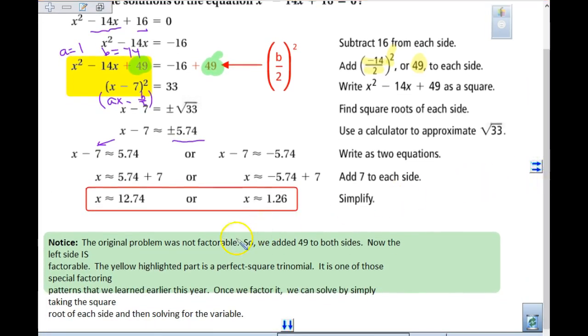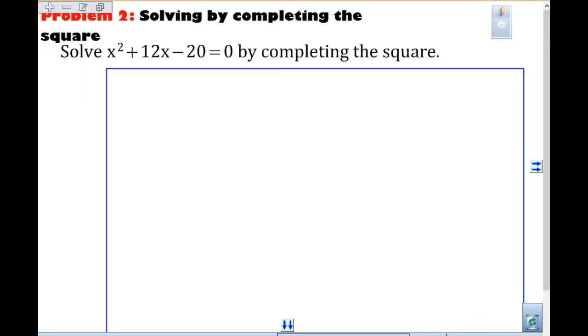So it says, notice the original problem was not factorable, so we added 49 to both sides. Now the left side is factorable because the yellow highlighted part is a perfect square trinomial. It is one of those special factoring patterns that we learned earlier this year. Once we factor it, we can solve it simply by taking the square root of each side of the variable. So this is kind of going to be key to what completing the square is about.